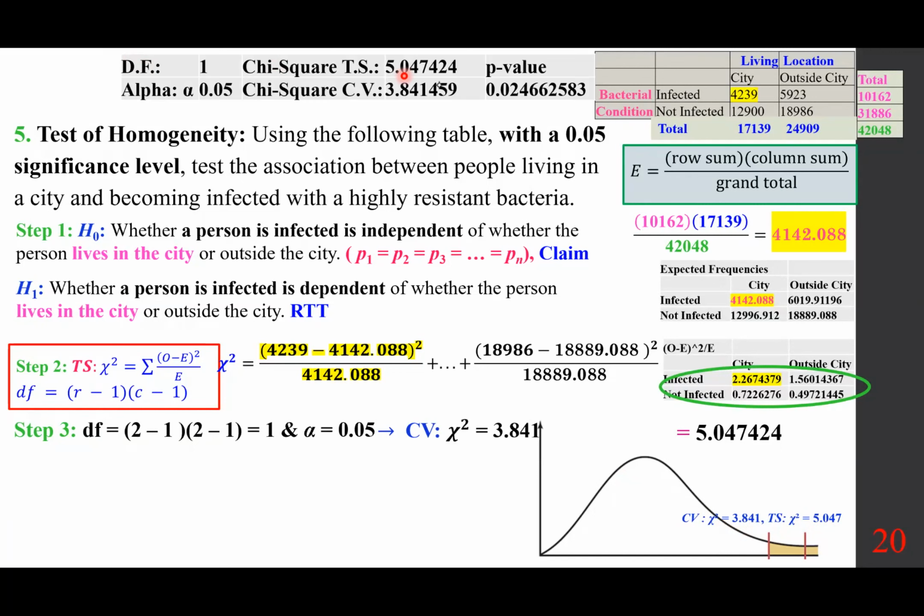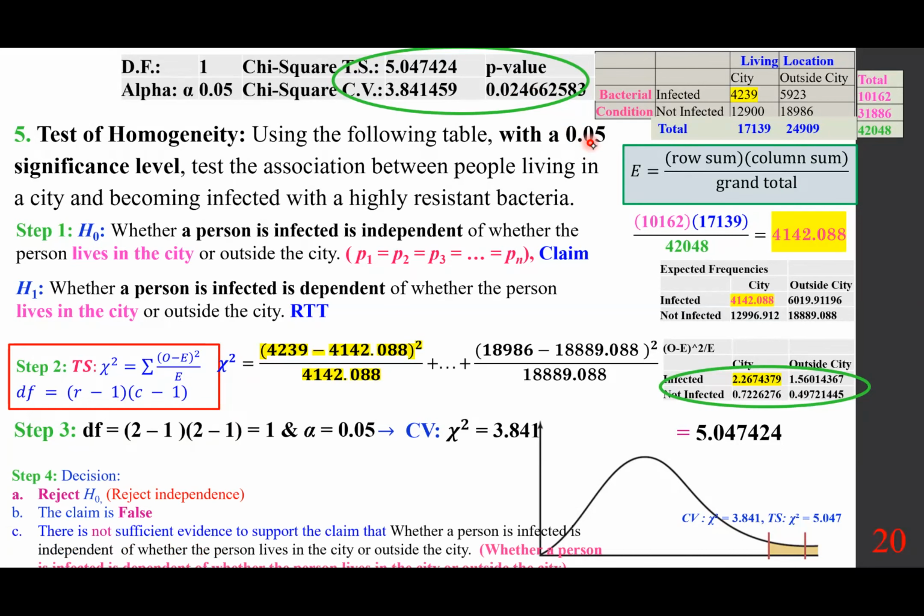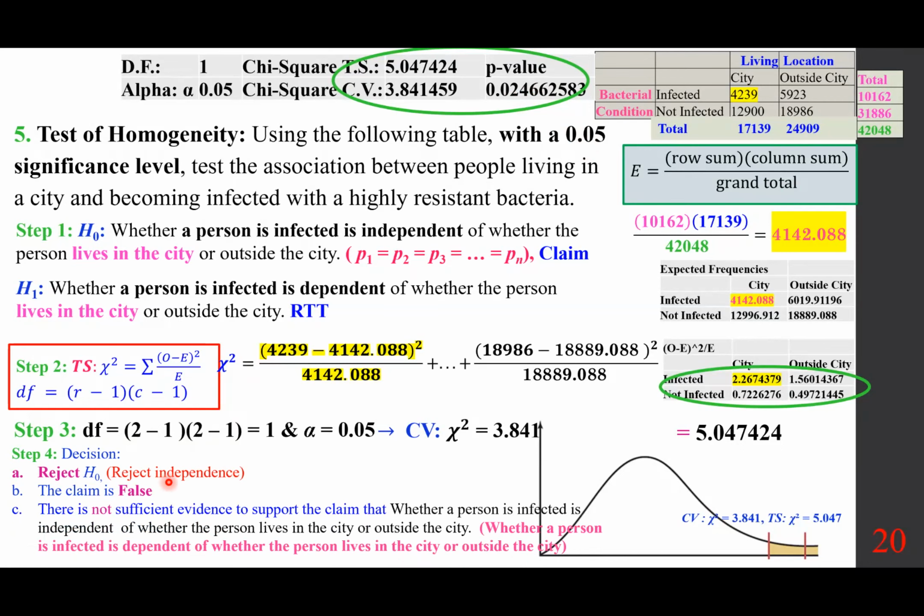Also, this comes from technology, everybody. This comes from technology. And it has the value of test statistic. It has the critical value, of course, with a lot more decimals. And it does have the p-value of 0.0246, which is clearly less than 0.05. And the result is the same, reject H0. So let's go over that. Reject H0, that means reject independence.